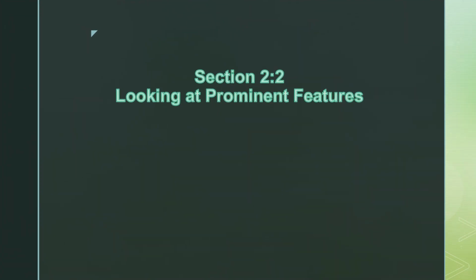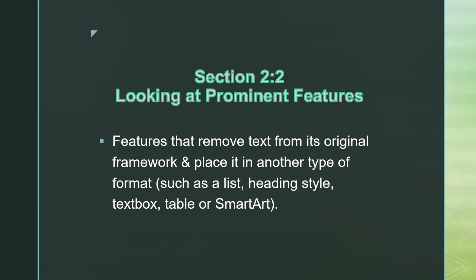Section 2-2, looking at prominent features. Prominent features are different than aesthetic features. Prominent features remove text from its original framework and place it in another type of format, such as a list, heading style, text box, table, or SmartArt.